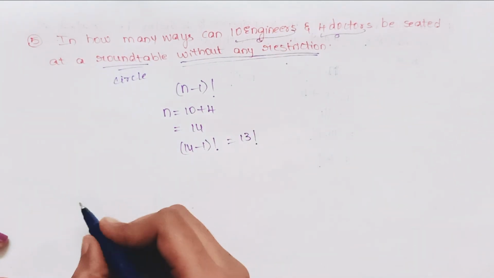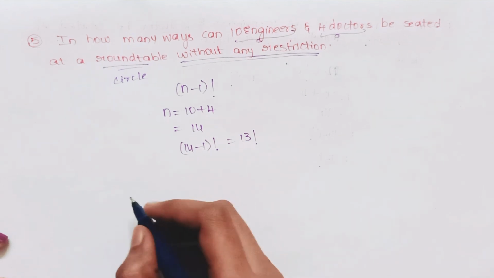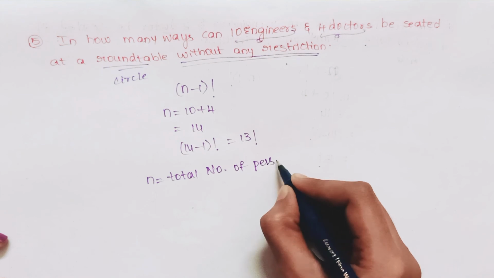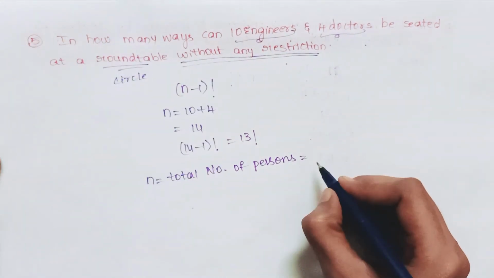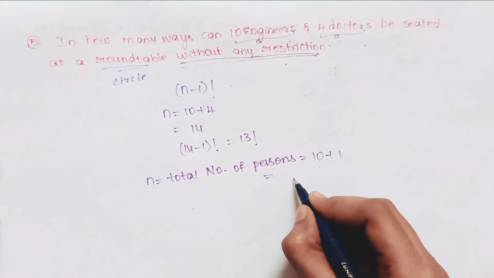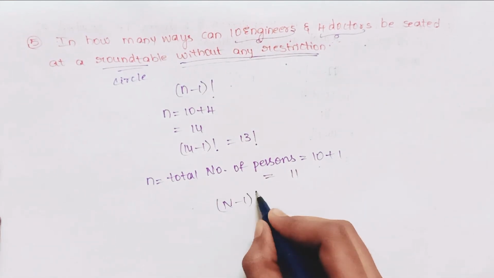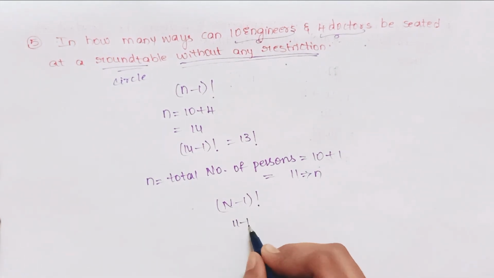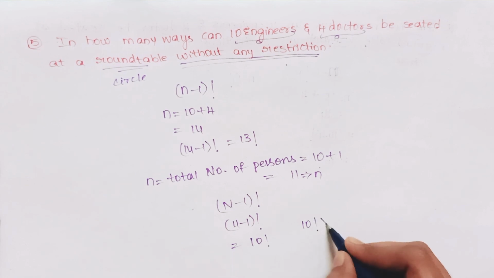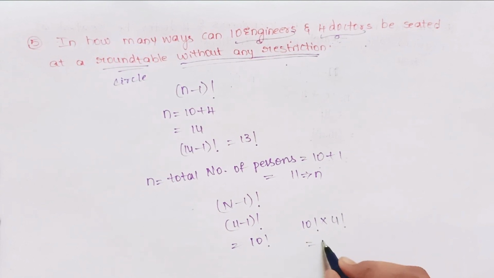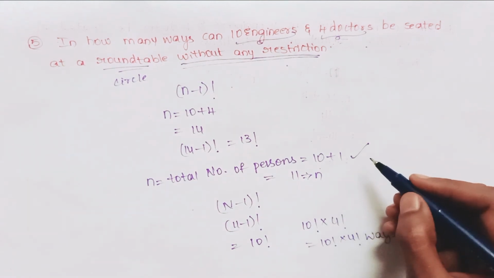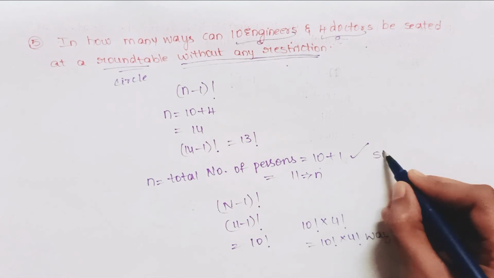When they say doctors should not sit together, we should use this formula where n is equal to the total number of persons. The total is 10, and since the doctors should not sit together, plus 1, and if we add we'll get 11. Now we substitute this value 11 for n: 11 minus 1 factorial, so 10 factorial. After that, 4 doctors, so 10 factorial into 4 factorial ways. So this is the way of finding it if they say in the question that they should not sit together.